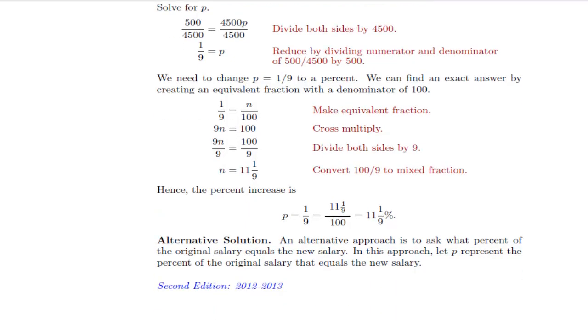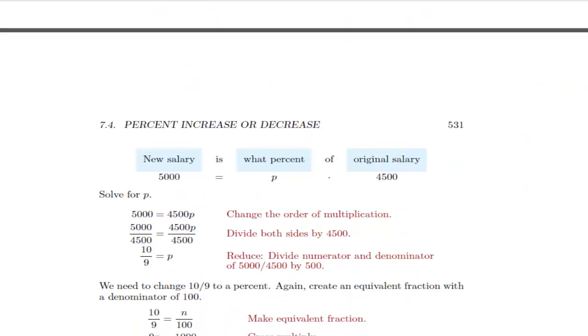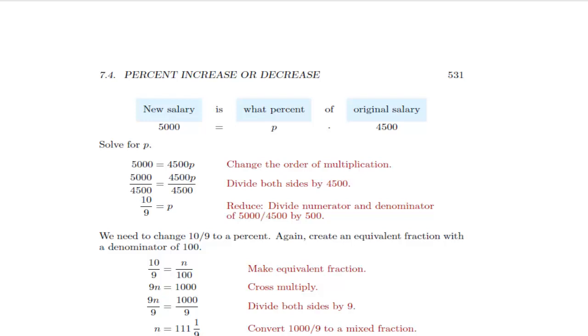Alternative solution. An alternative approach is to ask what percent of the original salary equals the new salary. In this approach, let P represent the percent of the original salary that equals the new salary. The new salary, 5,000, is equal to what percent P of, or times, the original salary of 4,500. Solve for P. 5,000 equals 4,500 times P, since we can change the order of multiplication on the right. Then we'll divide both sides by 4,500 to get P by itself. On the right, 4,500 times P divided by 4,500 is P, and on the left, 5,000 over 4,500 reduces to 10 over 9 if we divide both numerator and denominator by 500.